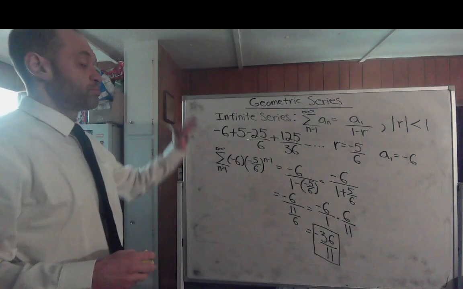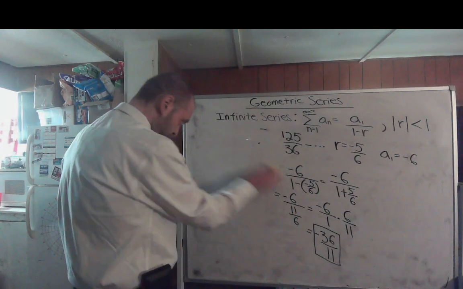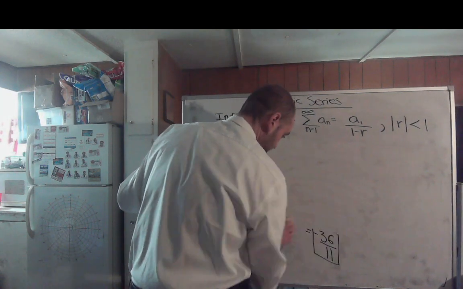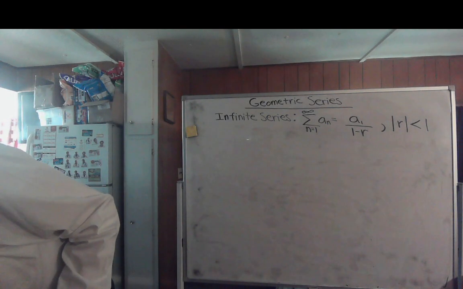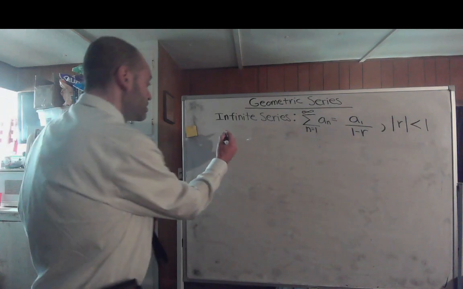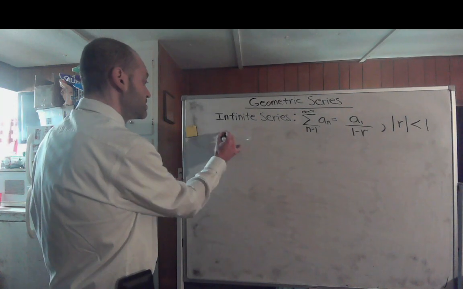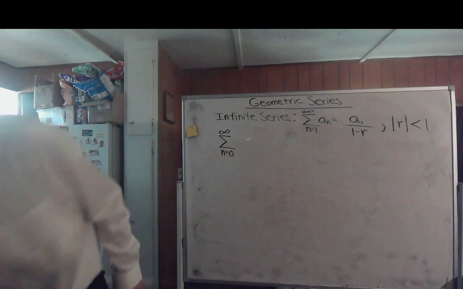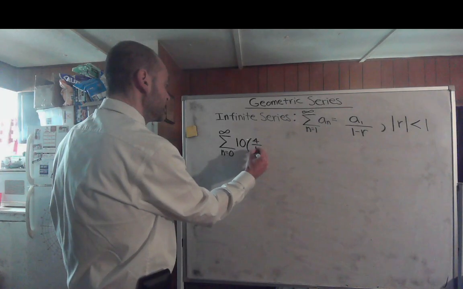Alright, so that's it for putting these into sigma notation. Now for the rest of these, we're going to be given the sigma notation, and we're going to see if we can even find the sum. So we have the sum from n equals 0 to infinity of 10 times 4/5 to the n.